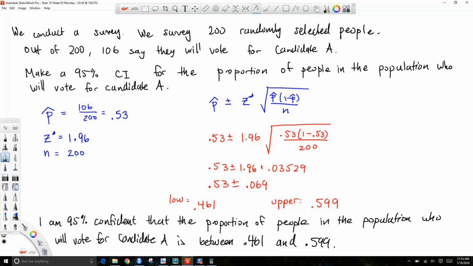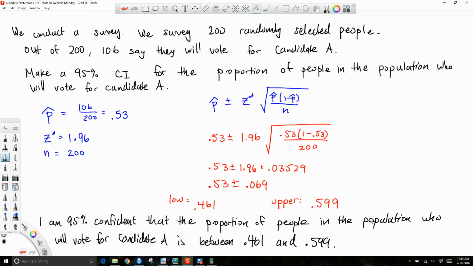Yes. Oh, we should have checked the normal conditions. You are correct. We should have checked for the normal conditions, but we did not. But they are met. We're going to say it's a randomly selected sample, so that's met. And assuming the population is like a state or a country or something, you're going to have more than 2,000 people. Say our population is big.